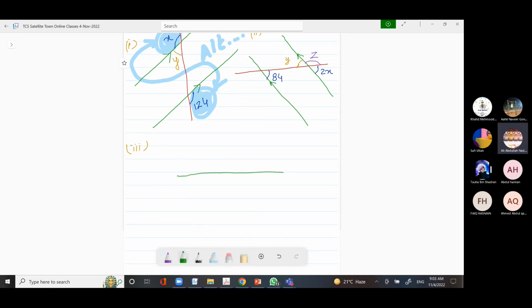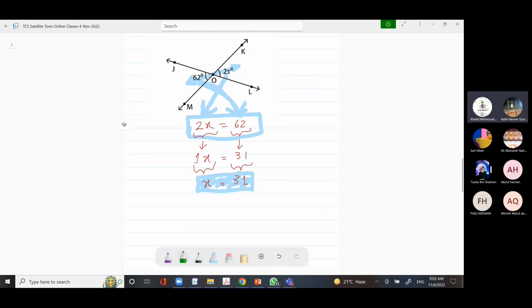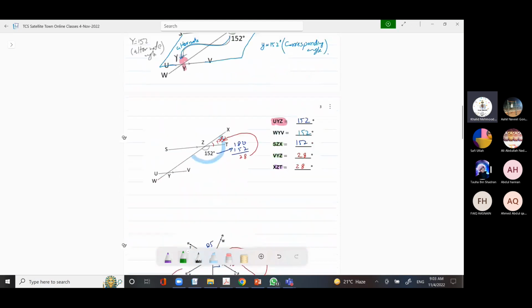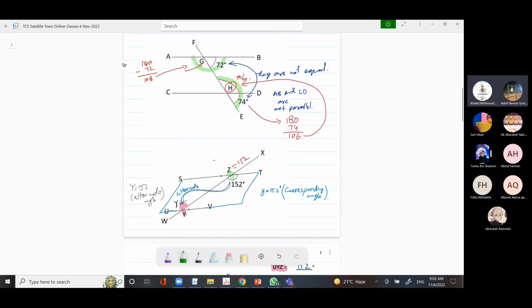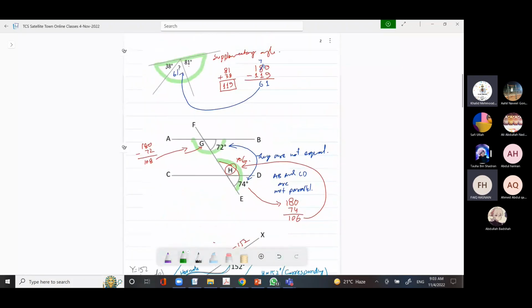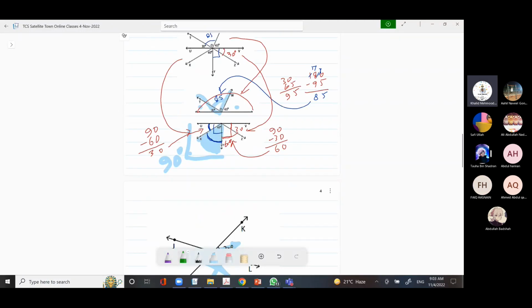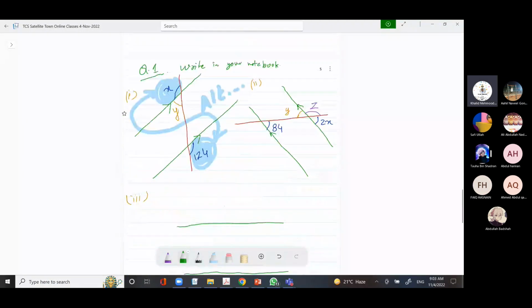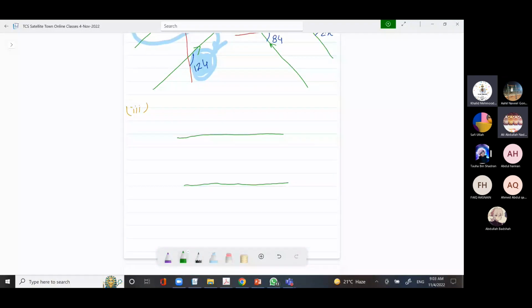Sir, in the beginning, what did you do? We had done about parallel lines, the same which we did yesterday. You remember? So we'll be doing parallel lines. I'm giving you the same kind of question about parallel lines.